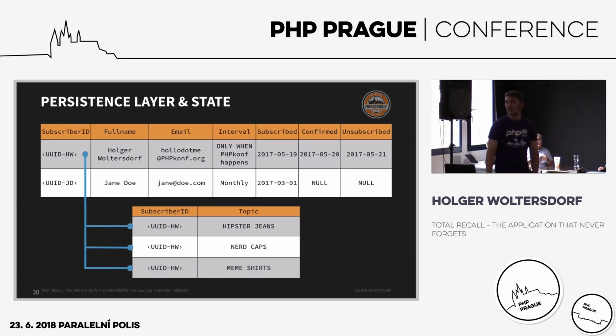So how does that look in persistence? When I added my subscription, usually in a sequential database, it would look like this. Full name, email address, how often do I want to have the email, when did I subscribe, when did I confirm, and maybe when did I unsubscribe. And a second list where I see what kind of topics I'm interested in.